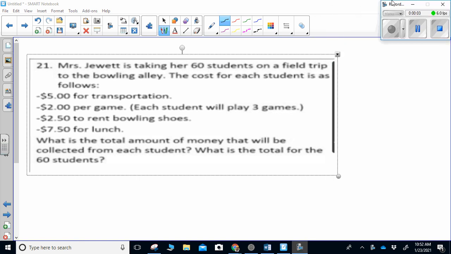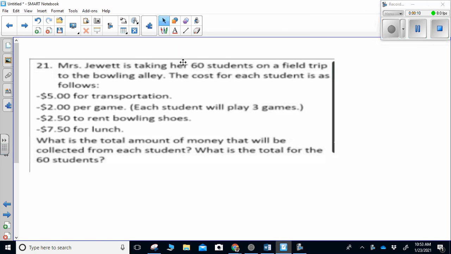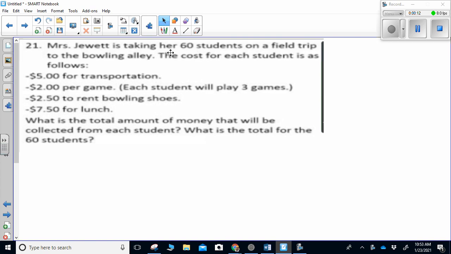Okay. This question says that Mrs. Jewett is taking her 60 students on a field trip to the bowling alley, and the cost for each student is as follows. So it's $5 for transportation, $2 per game. Each student will play 3, $2.50 to rent the shoes, $7.50 for lunch. What is the total amount of money that's going to be collected from each student? What is the total for 60 students?